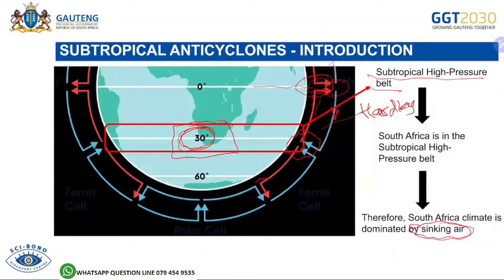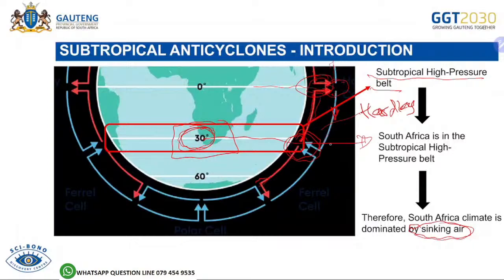And then the surface divergence of the air within the 30-degree latitude would result in the air moving in the opposite direction towards 60-degree latitude, and the warm air would move towards the tropics from the 30-degree latitude. So the divergence of air within the 30-degree latitude is responsible for the formation of this pressure belt that influences our weather here.